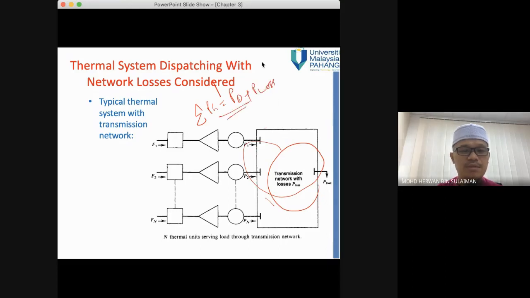So if you remember, yesterday we talked about the equality constraint that consists of only PD, right? So we ignore the losses. But today we will look at how we want to calculate the economic dispatch, or how we want to derive it, to solve the ED by including the transmission losses. Okay.